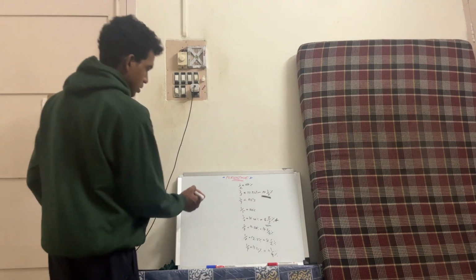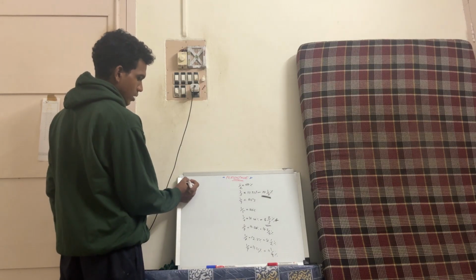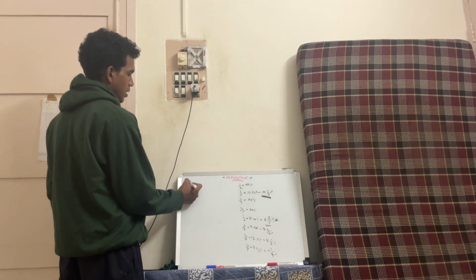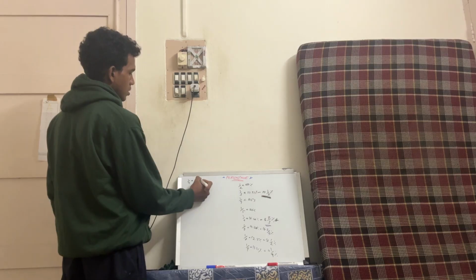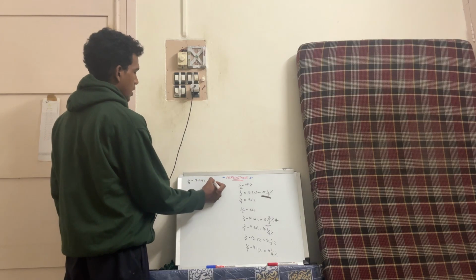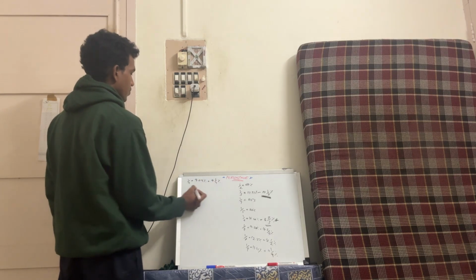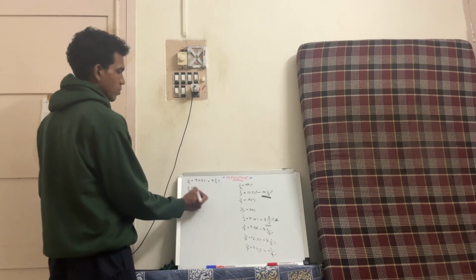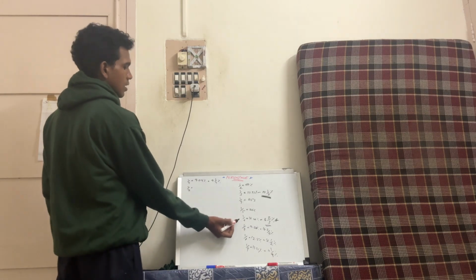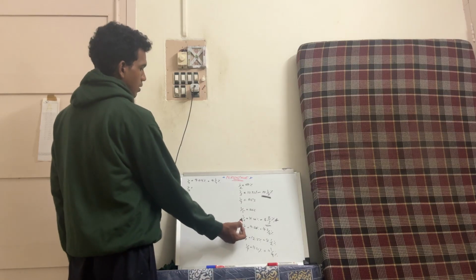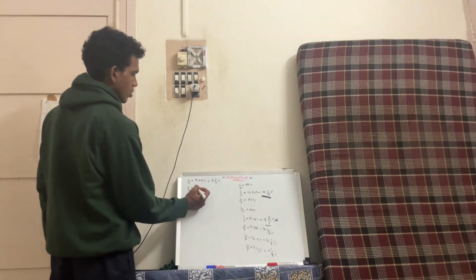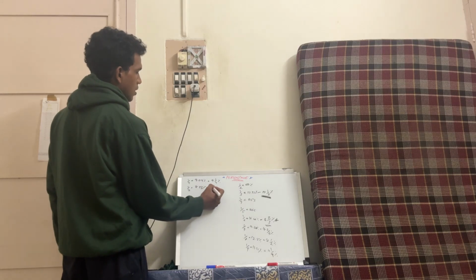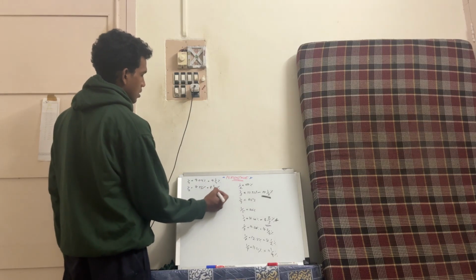So the rest is: 1 by 10 we know is 10%. 1 by 11 is 9.09%, or 9 1 by 11%. 1 by 12, look at 1 by 6. 1 by 12 will be the half of 1 by 6. So 8.33%, or 8 1 by 3%.